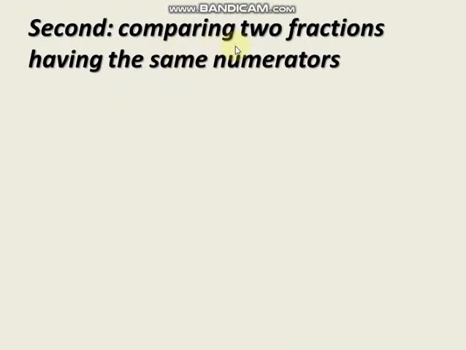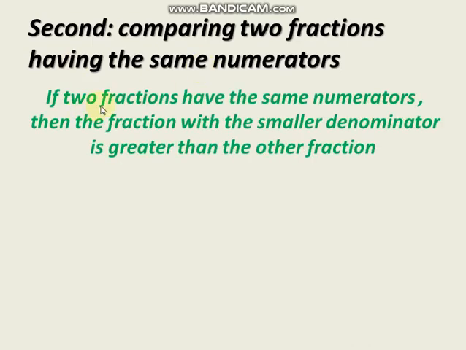Second, comparing two fractions having the same numerators. If the two fractions have the same numerators, then the fraction with the smaller denominator, note that, is greater than the other fraction. Which is greater, 5 over 8 or 5 over 11?